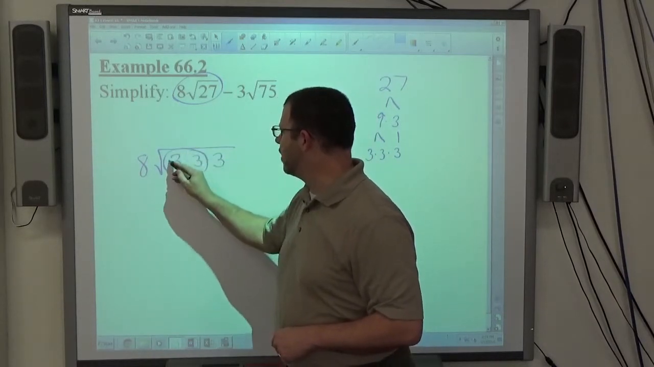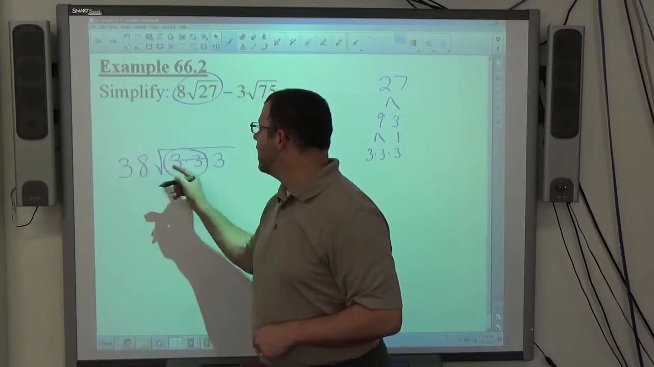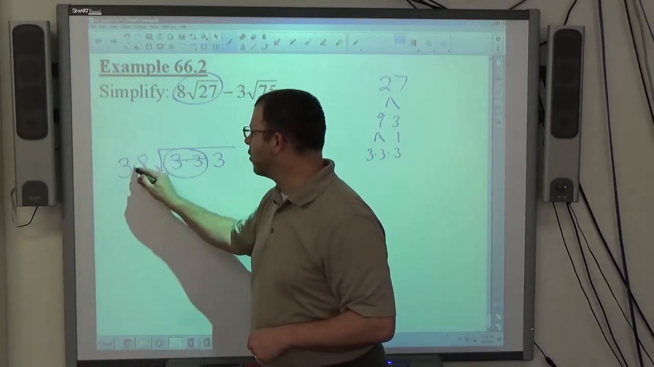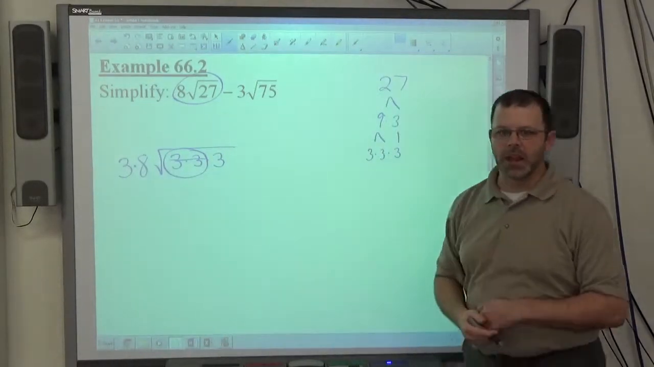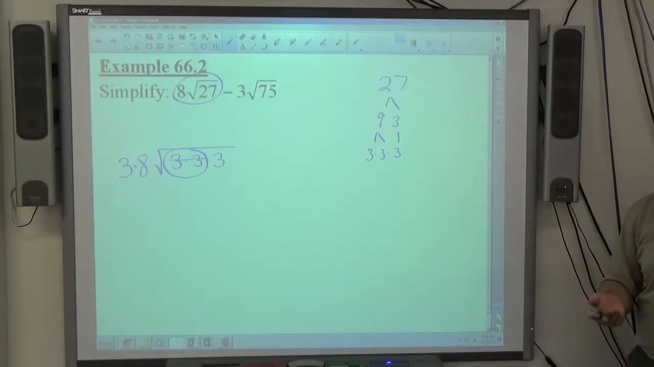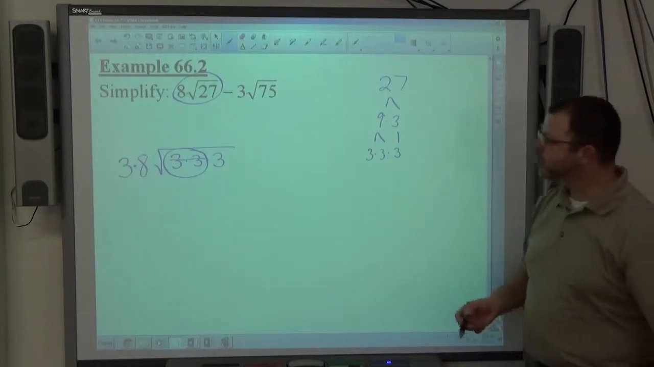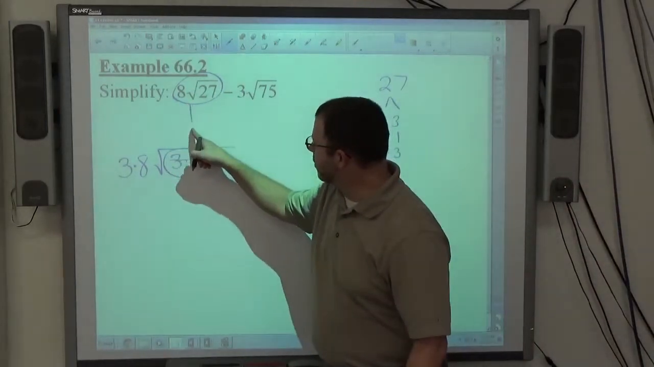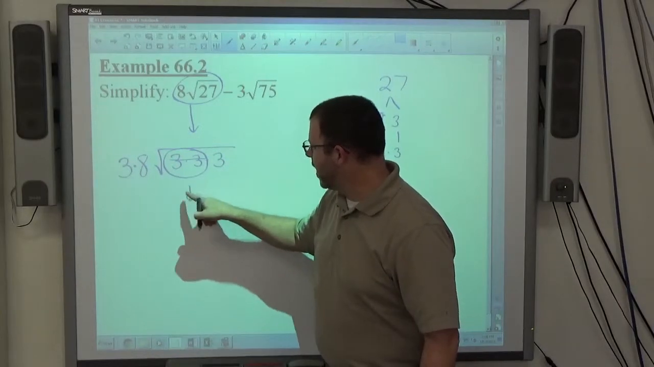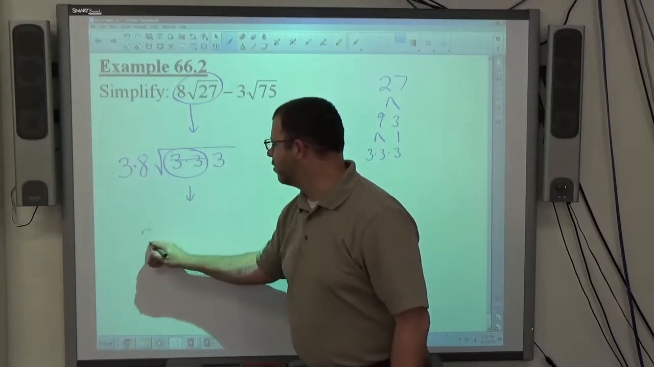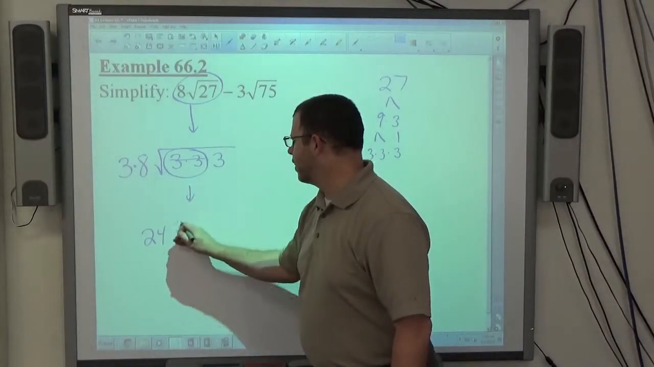So a pair of numbers inside, we get to pull one outside. If you pull something outside, it's going to multiply by what's already out there. The last problem had ones in front, so all we had to do was pull the number out in front. In this case, there's an 8 in front, so we have to multiply the 3 that we pulled out times the 8 that's already there. So if I simplify this down completely, and multiply this together, 3 times 8 is 24, and the square root of 3 is left over.